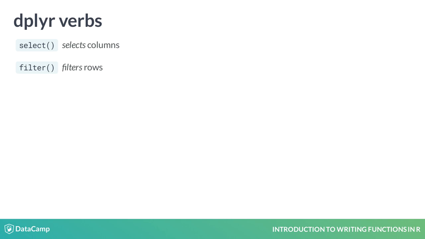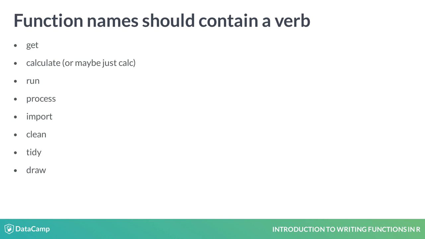Select performs the action of selecting columns, and filter performs the action of filtering rows. Notice that the words select and filter are verbs. In fact, it's good practice that all function names should contain a verb. If you're stuck for ideas, this list should get you started.